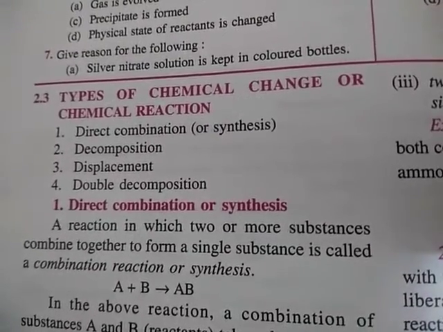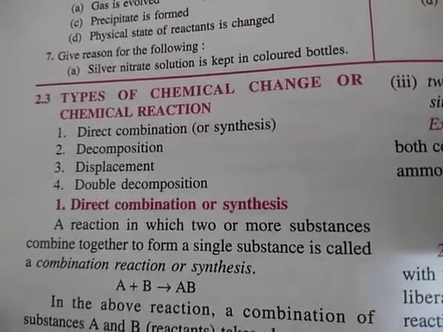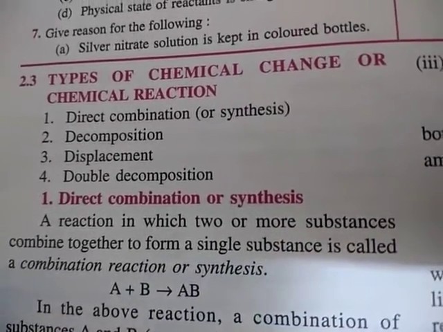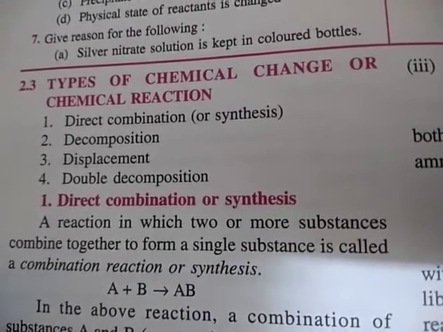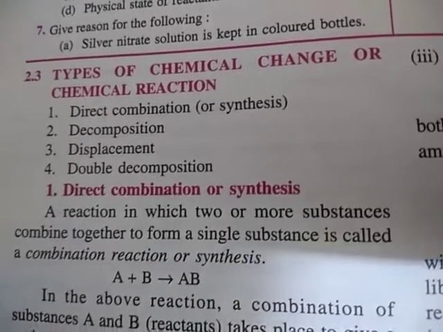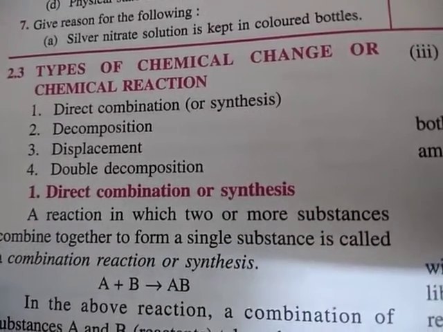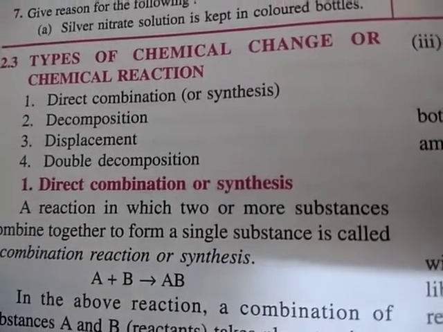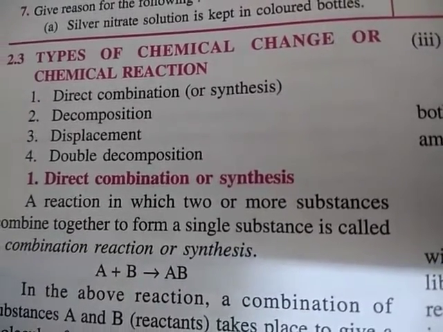Now we will see types of chemical change or chemical reaction. These types, students, you have already learned in class 8. So this is a sort of revision then. So direct combination, decomposition, displacement, double decomposition. Direct combination, another name is synthesis.